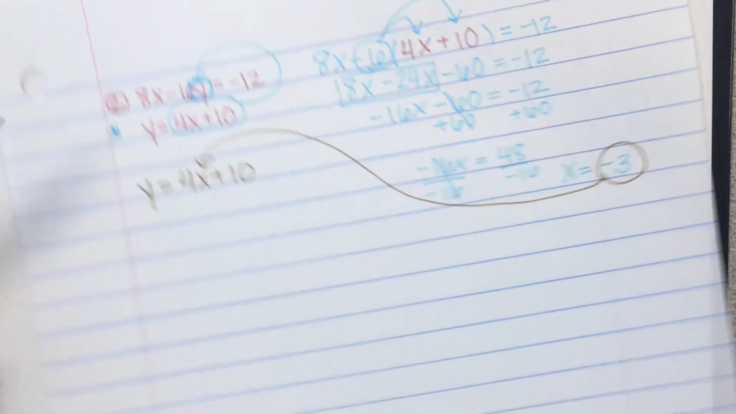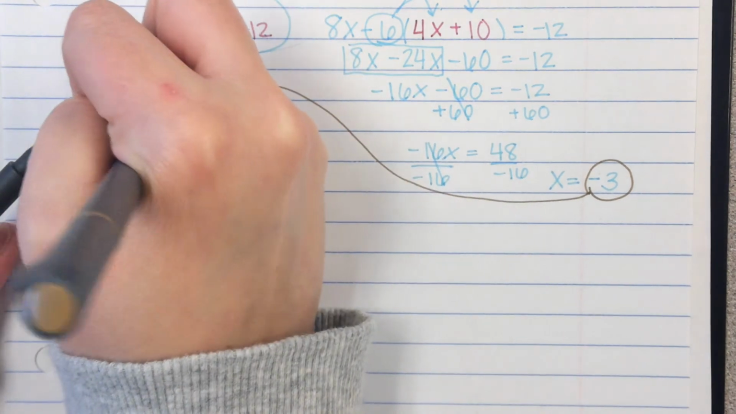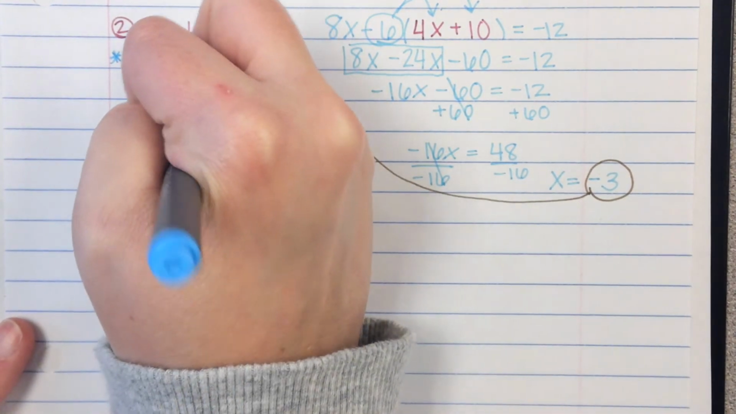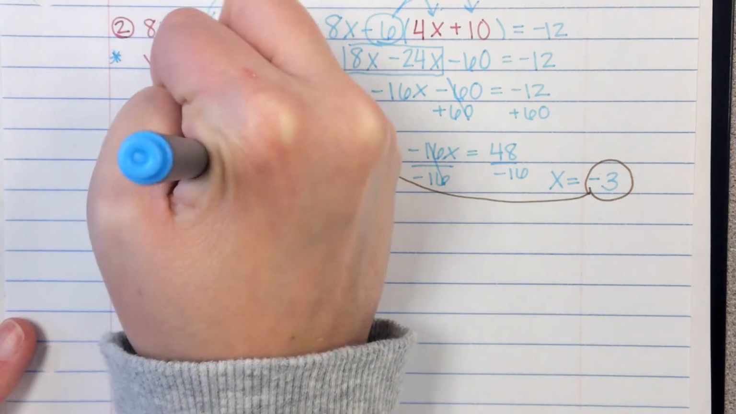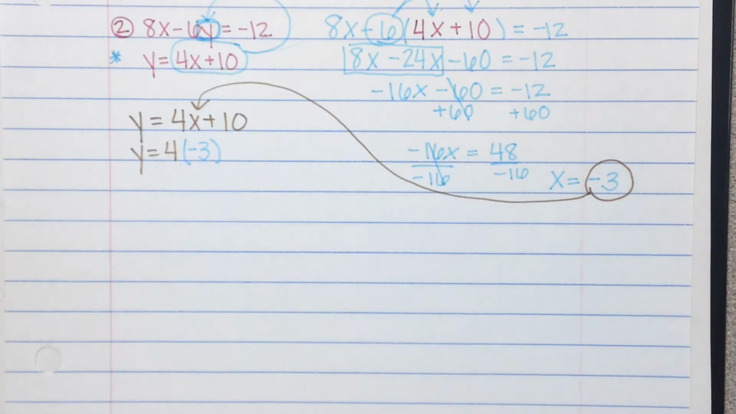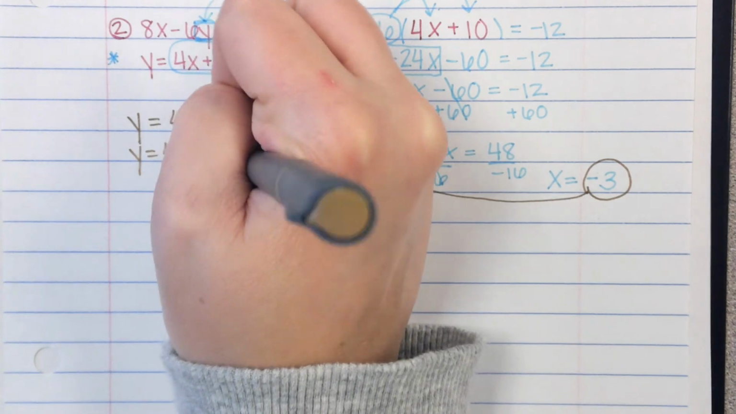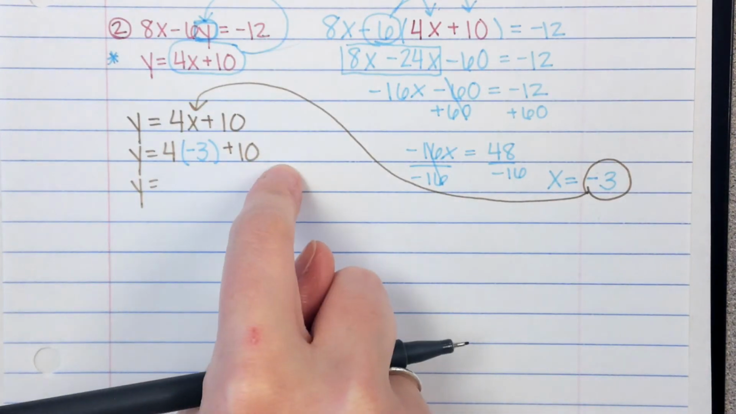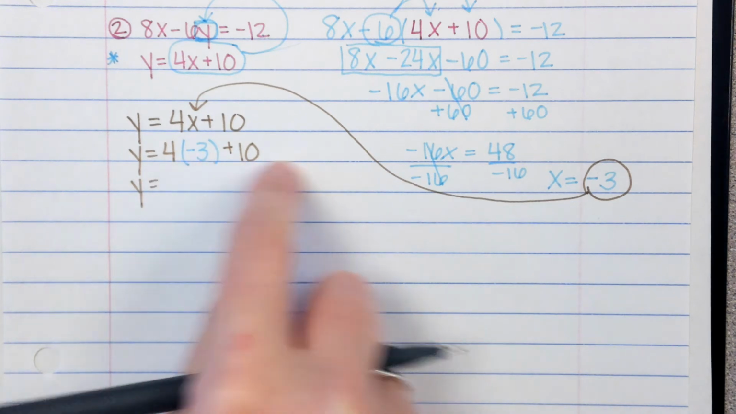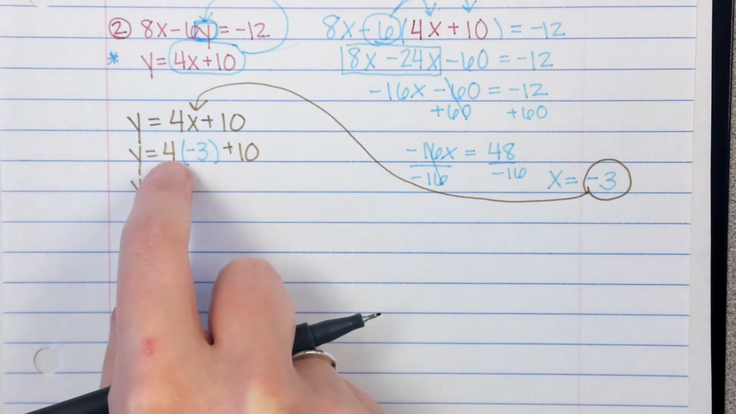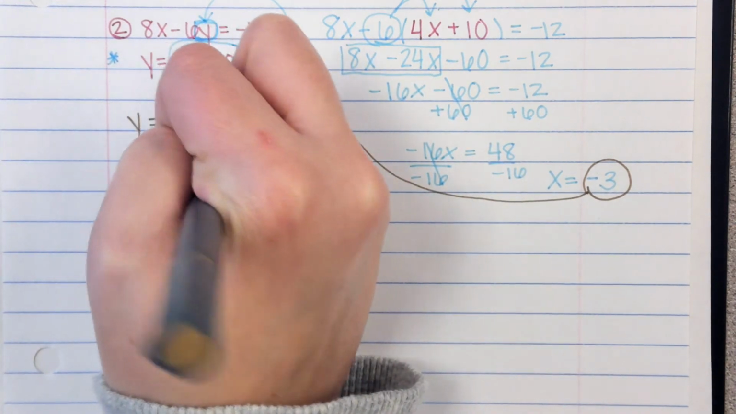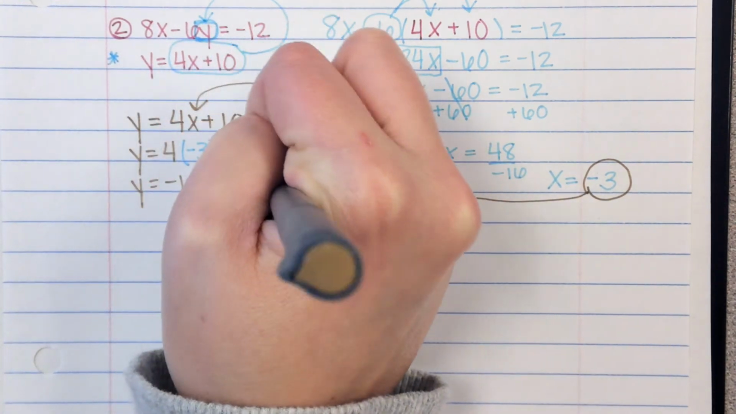All right, so I have y equals 4. Just like before, instead of the x, I'm going to plug in negative 3. And then I have plus 10. You don't have to solve this. You just have to simplify. You can type this quantity in your calculator and see what you get. So 4 times negative 3 is negative 12, plus 10 is negative 2.